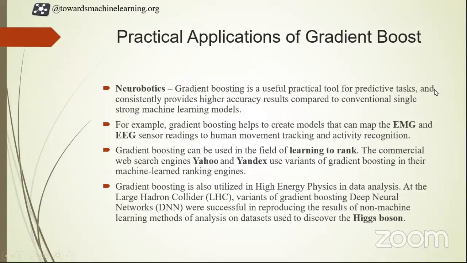Okay. Now we will see some of the practical applications of gradient boost. Gradient boost is widely used in the real world also. In neurobotics, gradient boost is a useful practical tool for predictive tasks and consistently provides higher accuracy results compared to conventional single strong machine learning models. In neurobotics, you can use it on EMG and EEG sensor readings to enable human movement tracking and activity recognition.